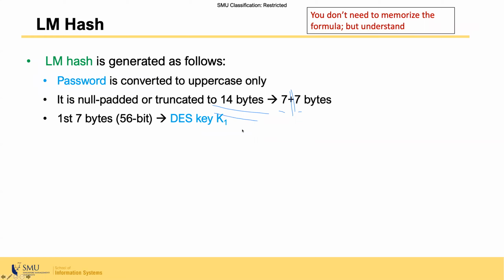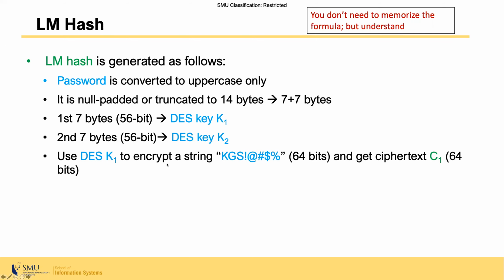Again, that is a requirement of DES. DES requires a 56-bit key, and 7 bytes is equivalent to 56 bits, right? Next, the second 7 bytes is used as DES key number 2. And we use DES key 1, the first key, to encrypt this literal string, which has 64 bits, and then we get a ciphertext C1.